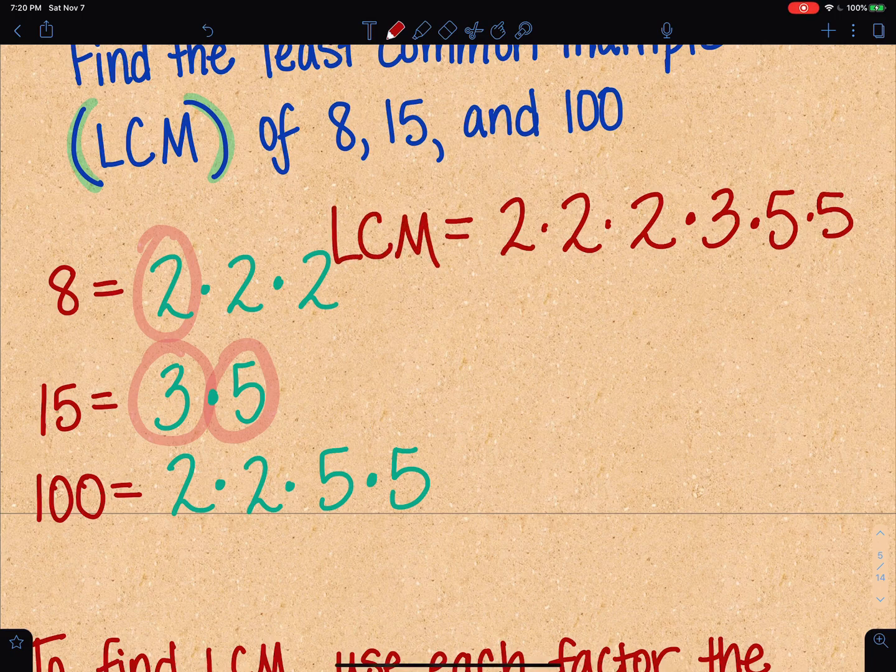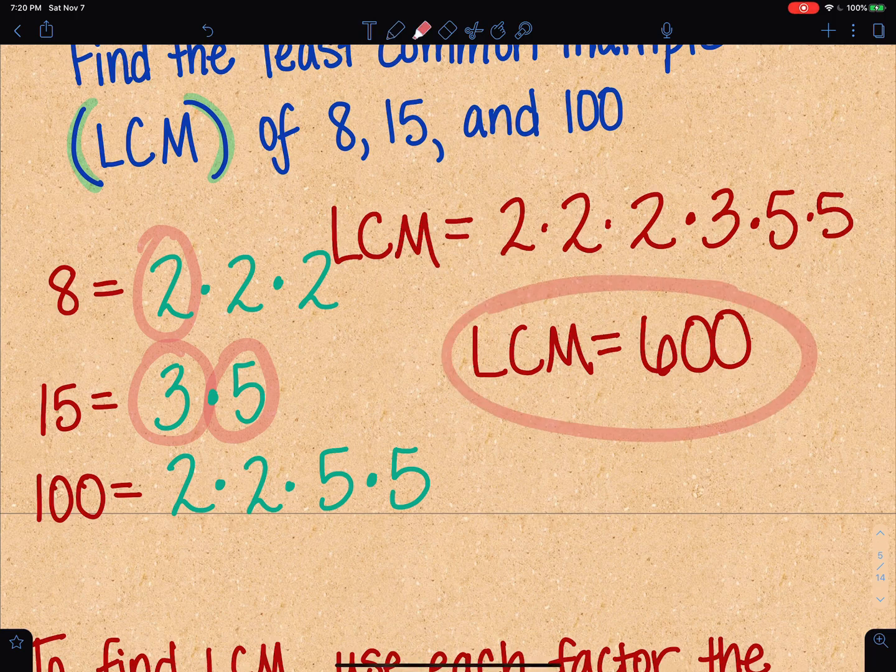So I'm going to take my calculator and I'm going to do 2 times 2 times 2 times 3 times 5 times 5 equals, and I got the number 600. LCM equals 600. Hopefully you got that number too. So 600 is the smallest number that is evenly divisible by 8, by 15, and 100. So 8 goes into 600 evenly. 15 goes into 600 evenly. 100 goes into 600 evenly, obviously.